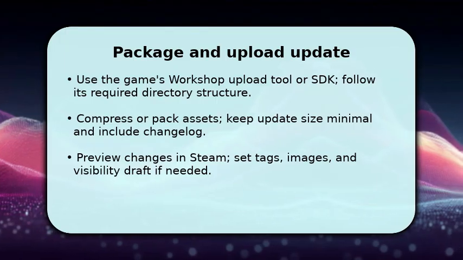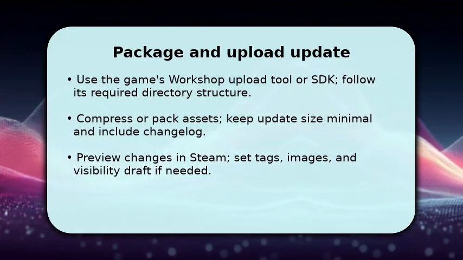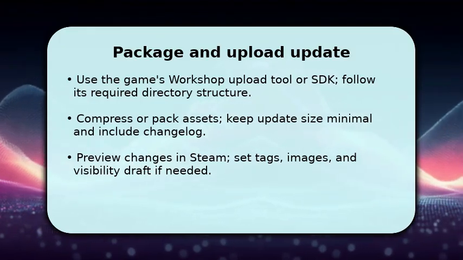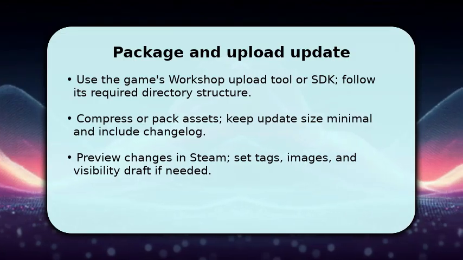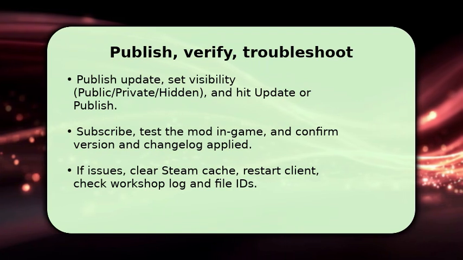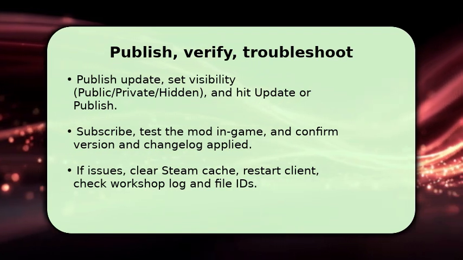Once the upload is ready, preview the item on Steam to verify files and visuals. Make adjustments if thumbnails or file lists look wrong before the final publish. Publish the update and set the correct visibility. Then subscribe so Steam will download the new files to your client.